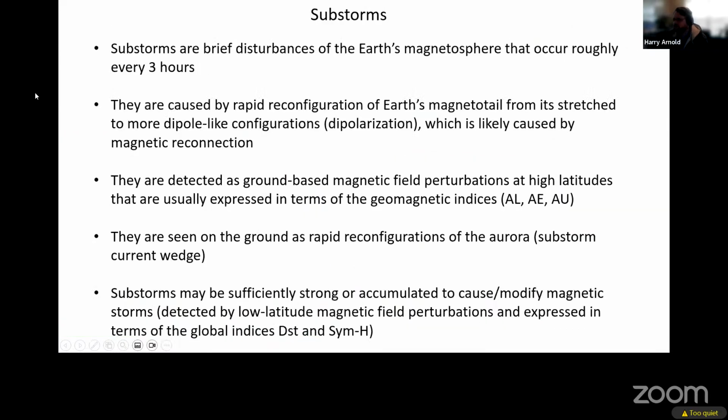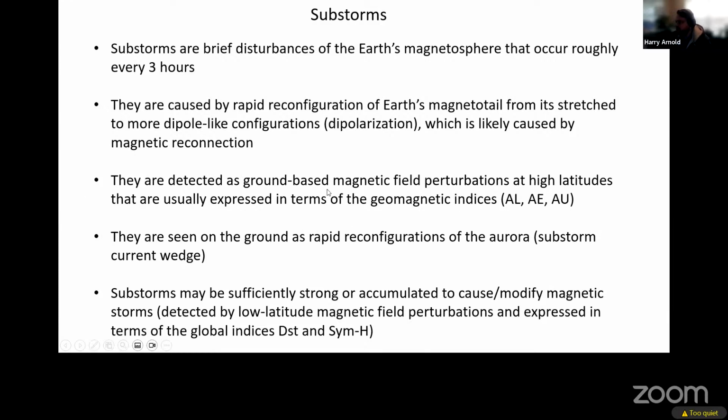Next slide. Here we go. So substorms are brief disturbances of the Earth's magnetosphere that occur every few hours, and they are caused by this rapid reconfiguration of the Earth's magnetotail, where it's first stretched and then it dipolarizes after some sort of onset instability, which is likely reconnection, at least some of the time.